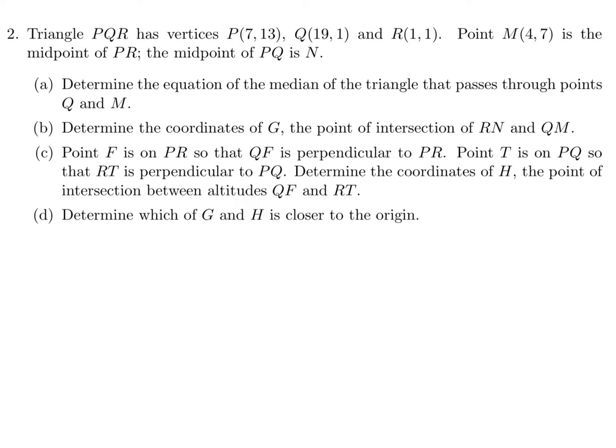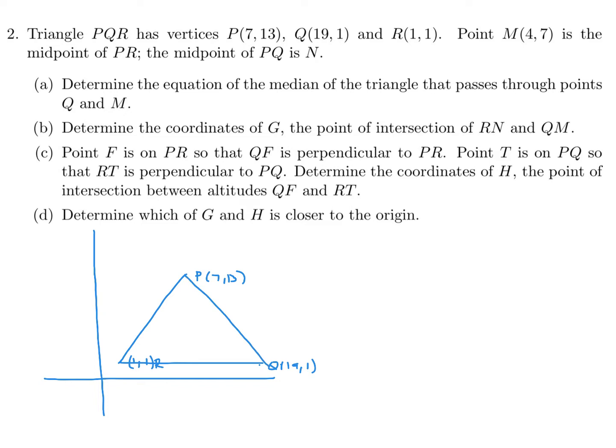I don't think it has to be a work of art, so let's just draw a basic diagram. And then let's label this now. So we got 1, 1 here, and that's R. And then 19, 1, so somewhere here, and that's Q. And then we have 7, 13, so somewhere here, that's P. So we connect those like that.